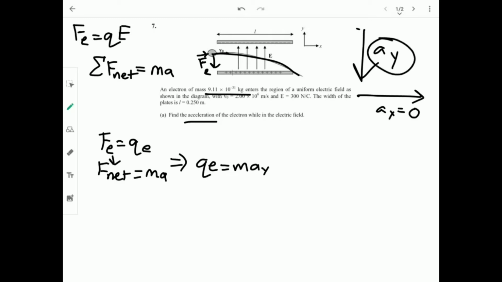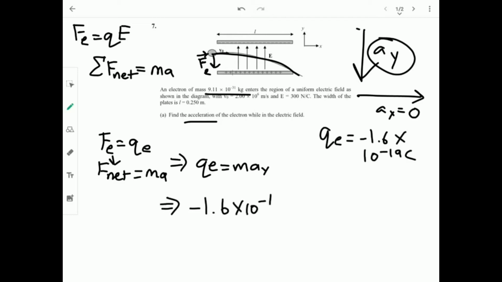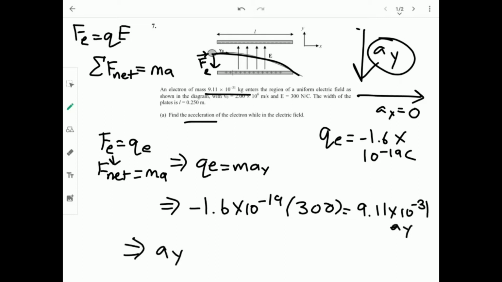Now substituting, the charge of an electron, q electron, is a constant, and it's minus 1.6 times 10 to the power of minus 19 coulombs. So now if we substitute, we get minus 1.6 times 10 to the power of minus 19 times 300 equals 9.11 times 10 to the power of minus 31 ay. When we substitute and simplify, we should get ay equals minus 5.3 times 10 to the power of 13 meters per second squared.